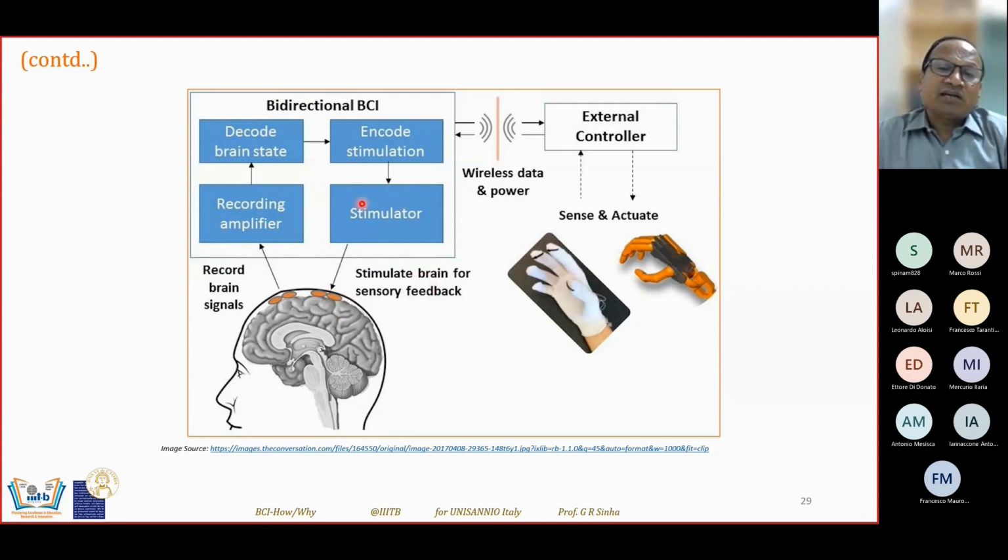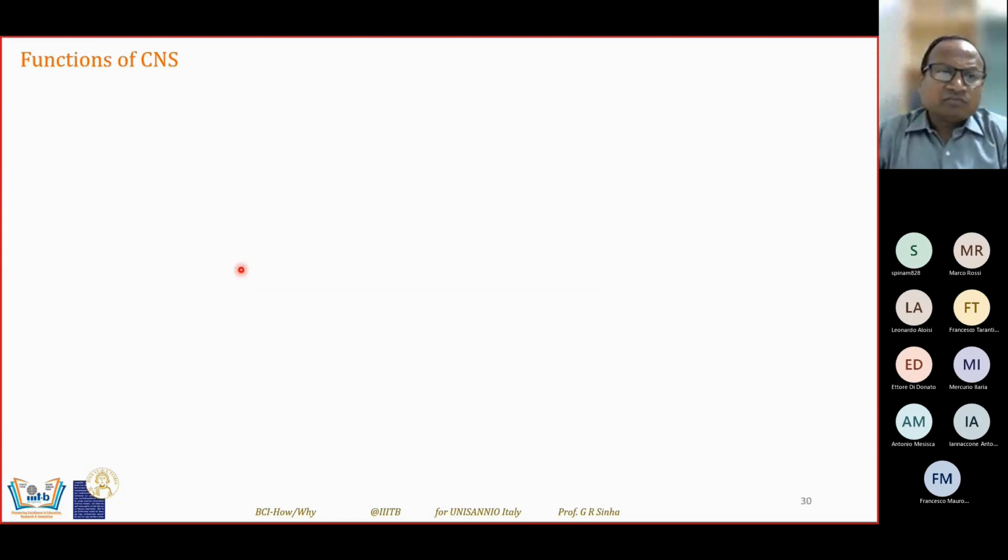Stimulated signals can be generated from the stimulator, and that can go as a sensory feedback in the form of either voice, speech, something like that. Or even the wireless implementation is possible, as you have seen one example today, where the swarm drones are controlled. Similarly, sensors and actuators can also be controlled wirelessly with the help of BCI.